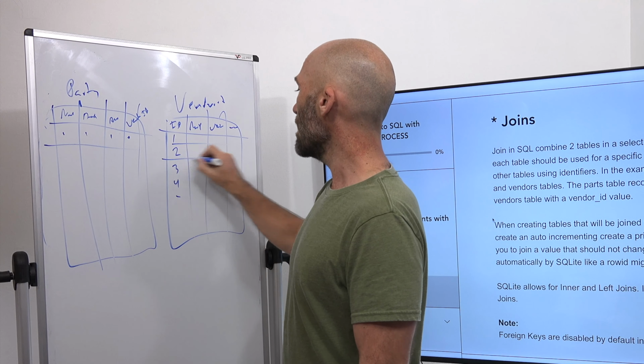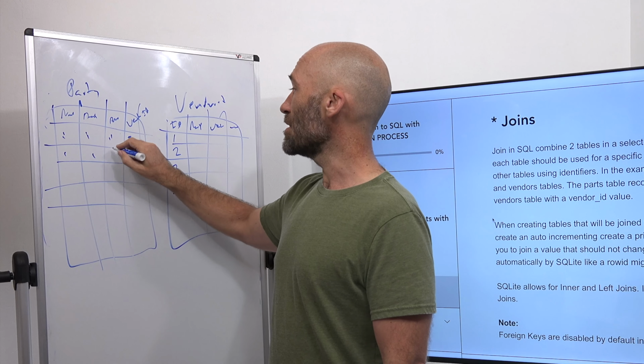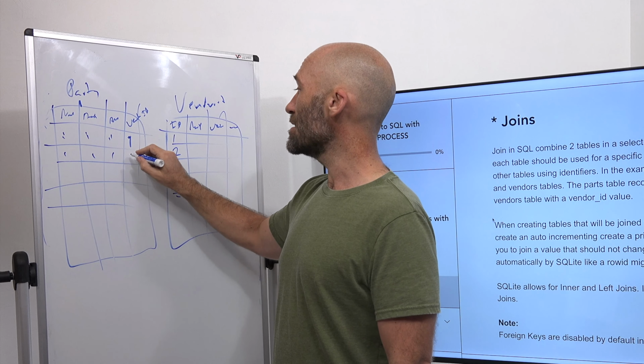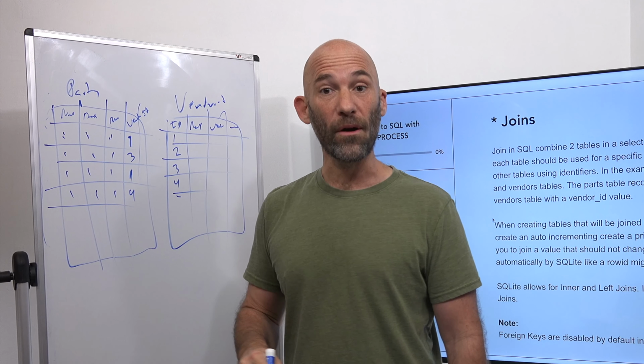And over here we can have records for parts, name, description, blah, and then this goes to vendor 1. Name, description, price, this goes to vendor 3. Name, description, price, this goes also to vendor 1. Name, description, price, and maybe this goes to vendor 4 right here, right?